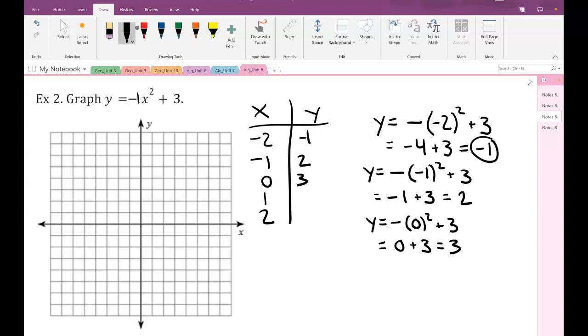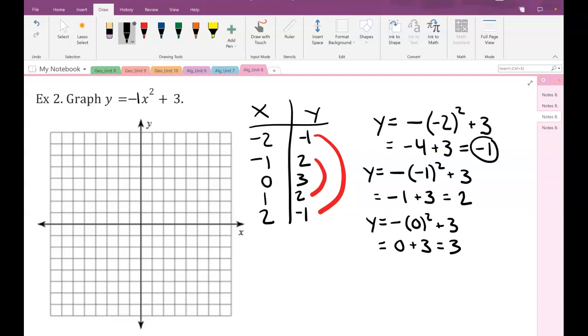And here I don't have to find the other 2 because I know it's going to be symmetrical. I know this value is going to be the same as that value, so is this one. So we can fill in the rest of our table with 2 and -1. Now we take our symmetrical table and make a symmetrical graph using our points.